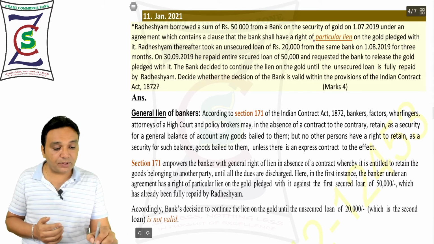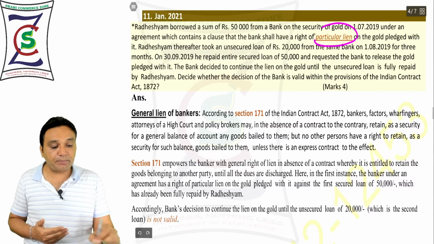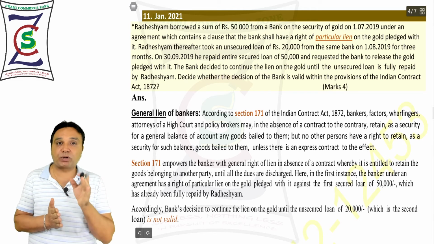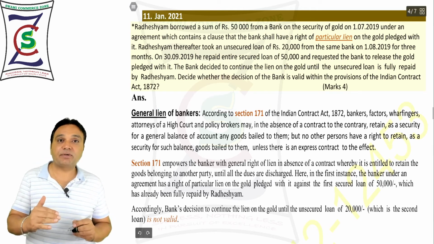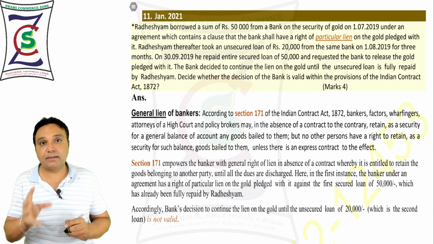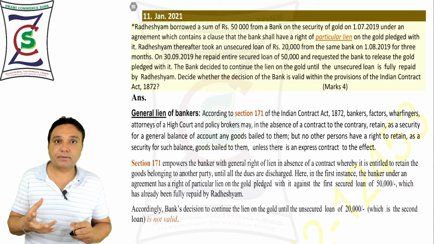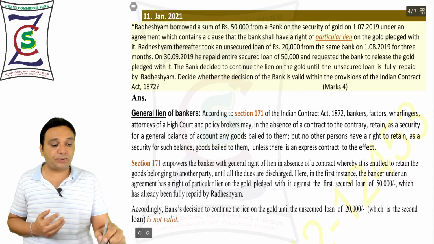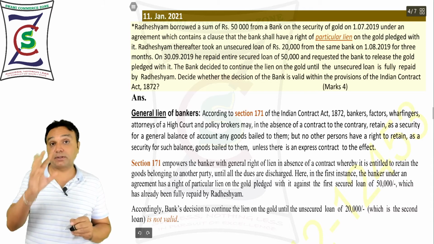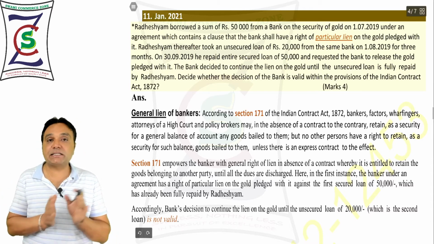So here the word confusing for the students always is particular lien. Why is it mentioned? Because particular lien we talked under section 170 and general lien under section 171. Particular lien is available to service provider when you have rendered some services involving some skill and labor. So see here, you have taken a loan from the bank on the security of gold. So don't get baffled by the word particular lien. Just ignore it. Somehow it shall not have been mentioned in the question.